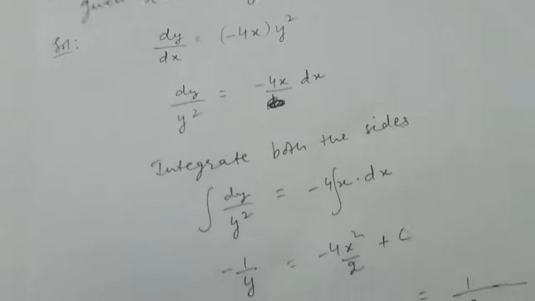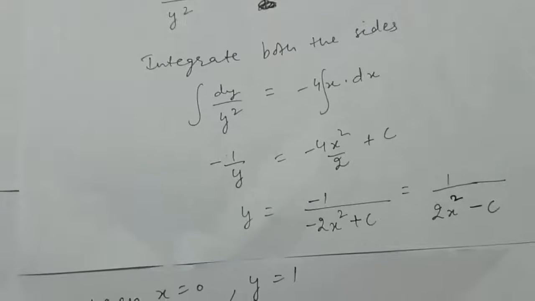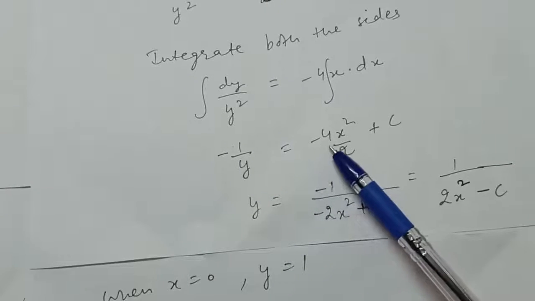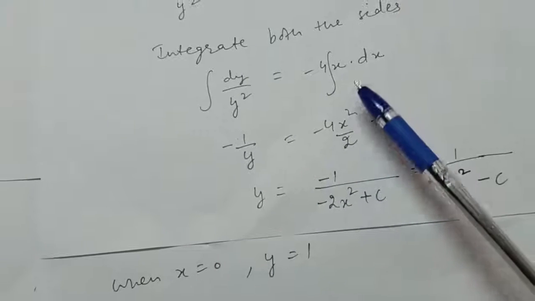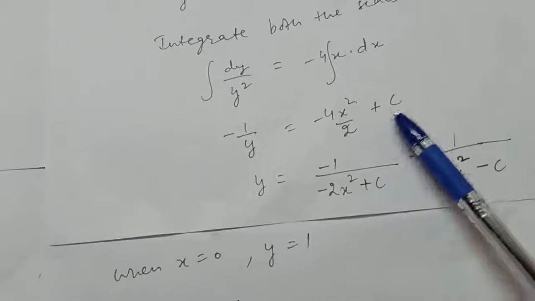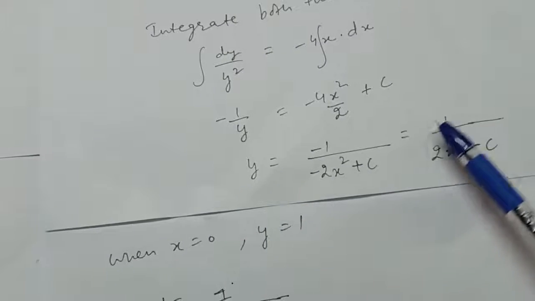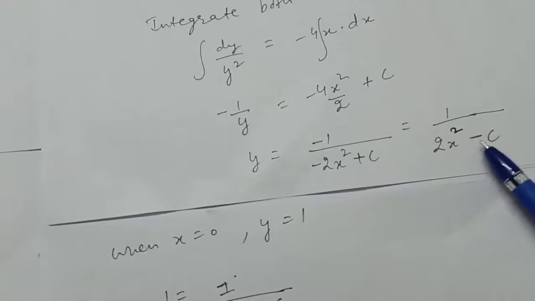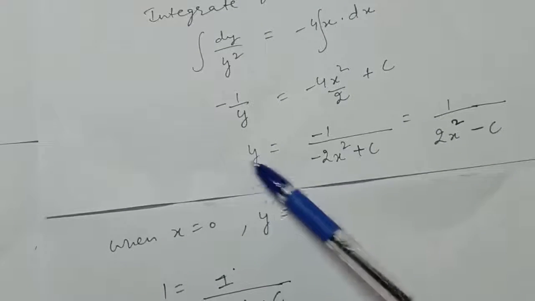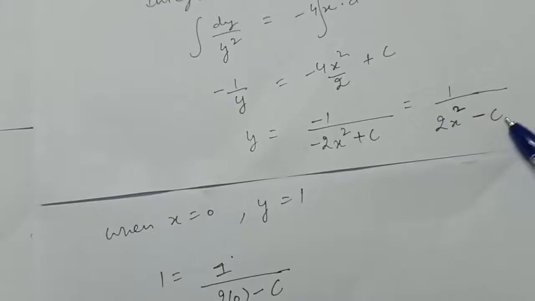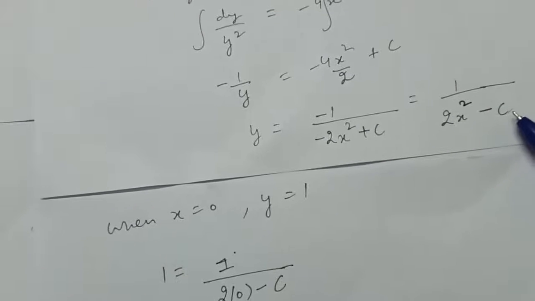Now we can integrate both the sides. So after integrating, this will be minus 1 by y equal to minus 4 times the integral of x, which is x square by 2 plus c. So the value of y will be 1 upon 2x square minus c. Now see, this is the general solution of the given differential equation. Why? Because it contains the arbitrary constant c.